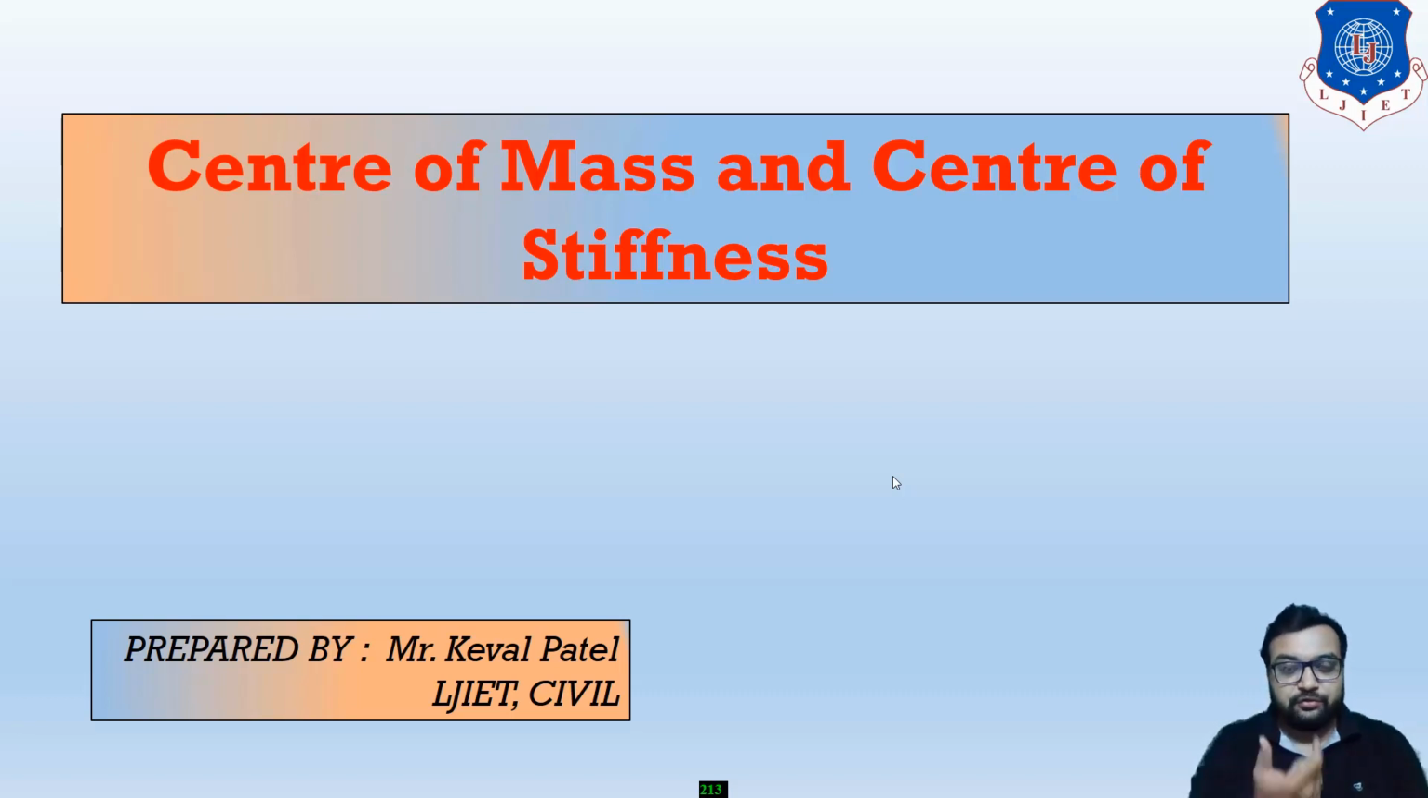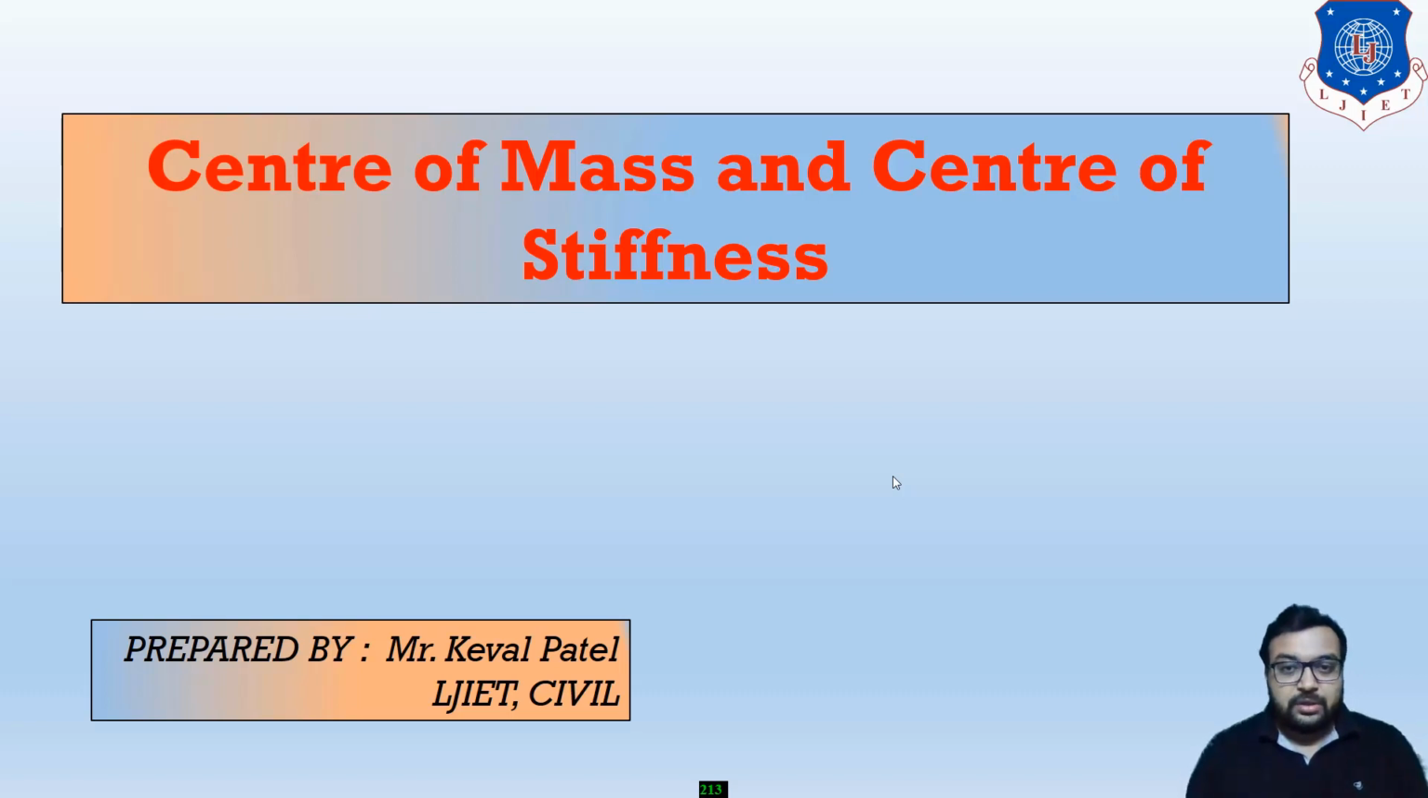What is the meaning of center of mass? What is the meaning of center of stiffness? In any building, your center of mass and center of stiffness act at the same point. Otherwise, some moments are generated. So what is the meaning of the distance between center of mass and center of stiffness? You all know the word is eccentricity. What is the definition of static eccentricity? And at last, what is the definition of design eccentricity?